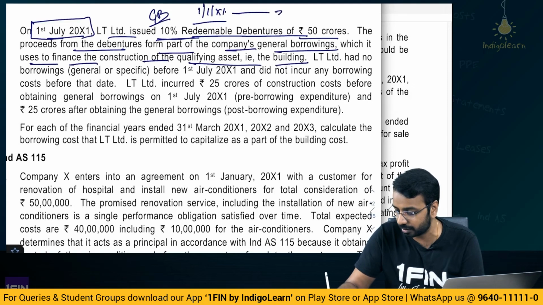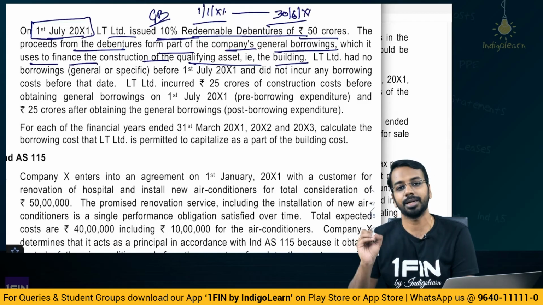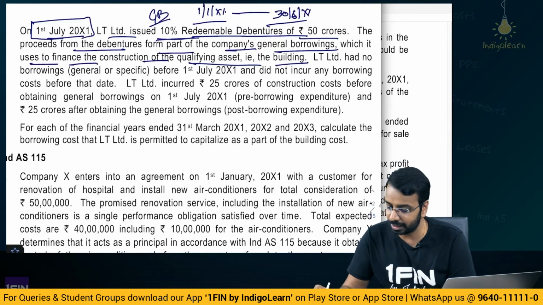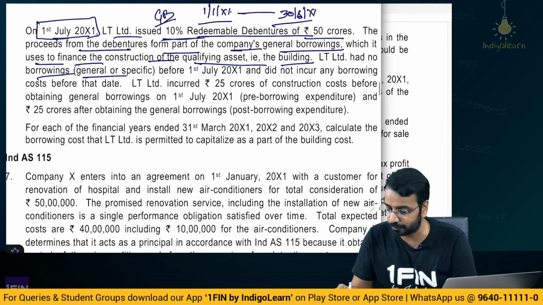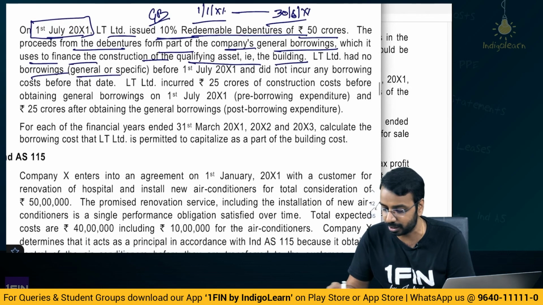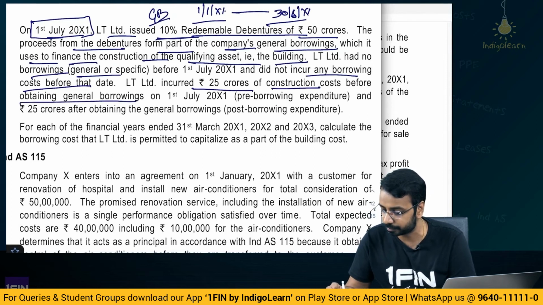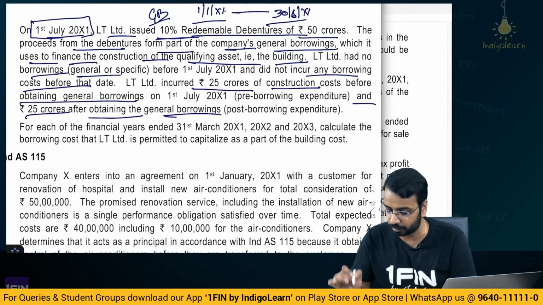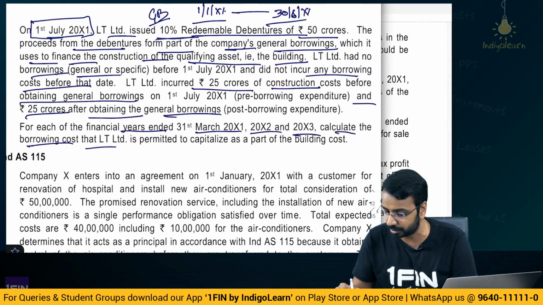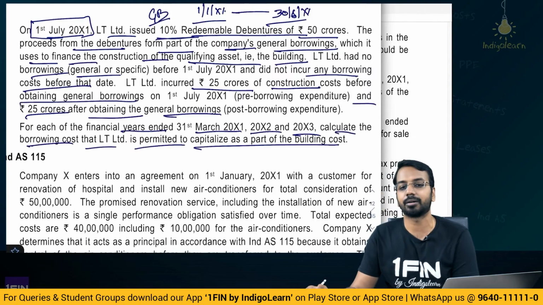So from 1st of January till 30th of June of year 1, if you see, there is no borrowing cost being incurred. LT Limited had no borrowings general or specific before 1st of July and did not incur any borrowing cost before that date. LT incurred 25 crores of construction cost before the general borrowing and 25 crores after obtaining the general borrowing. For each of the financial year ended 31st March of year 1, year 2 and year 3, calculate the borrowing cost that LT Limited is permitted to capitalize as a part of building cost.